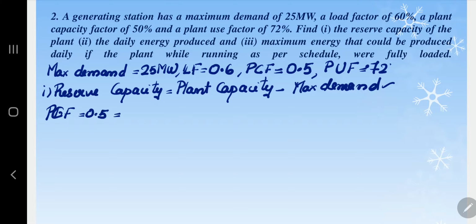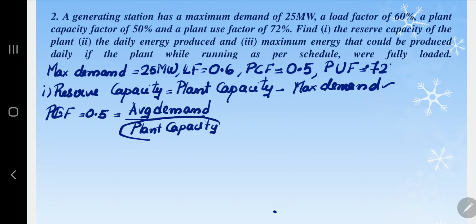It is given. What is the equation for plant capacity factor? It is equal to the average load or the average demand divided by the plant capacity. So from this equation, you can find out the plant capacity. Now, from the plant capacity, we can substitute in the reserve capacity and find out the answer. So first you should be aware of this PCF that is given in the question, and second you should know the average demand, but here it is not available. So now we have to find out the average demand first.